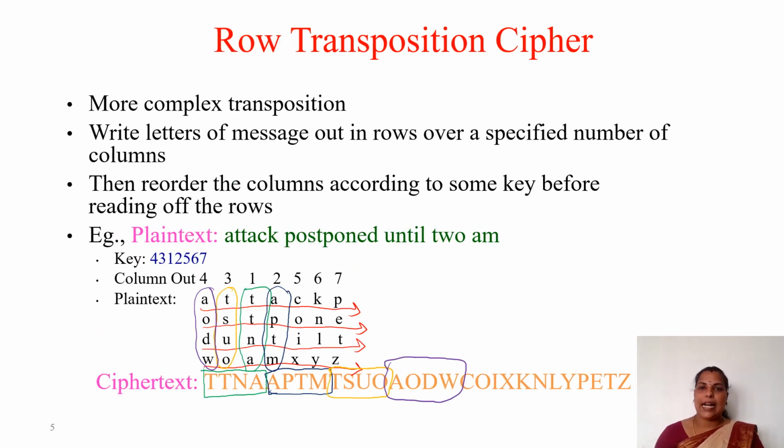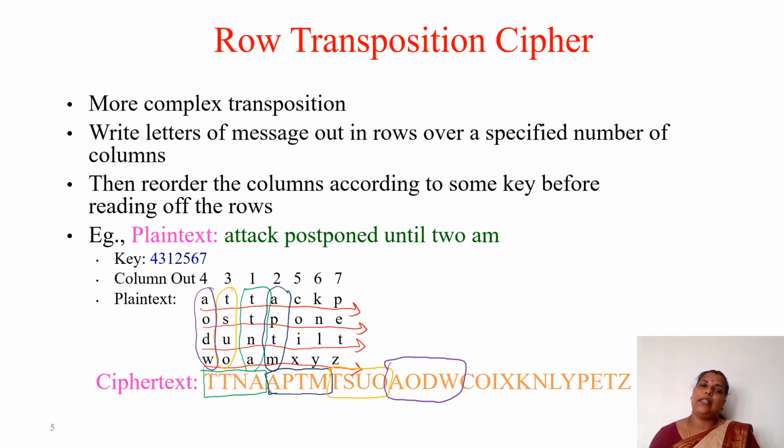Next is the row transposition cipher. This is another transposition technique, and it is more complex. Here we are writing the letters of the message out in rows over a specified number of columns. Then we are reordering the columns according to some key. Before, we just read row by row; here, based on some key, we rearrange the columns again, then read off.